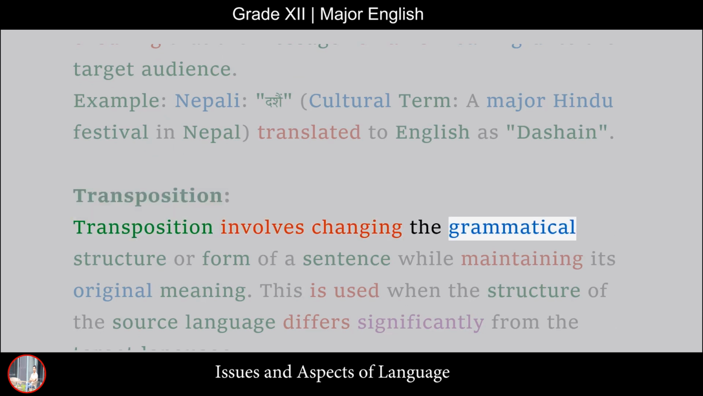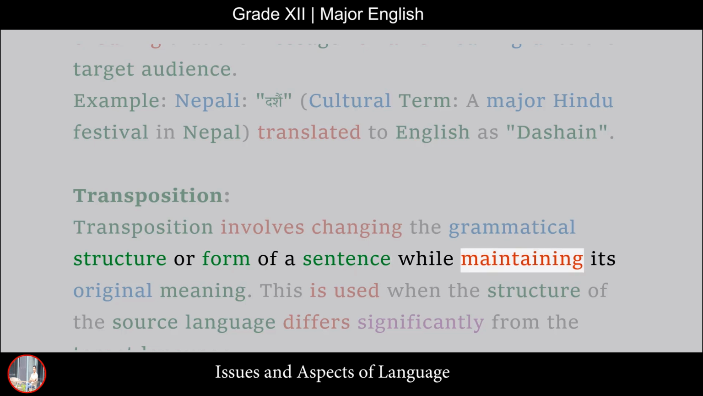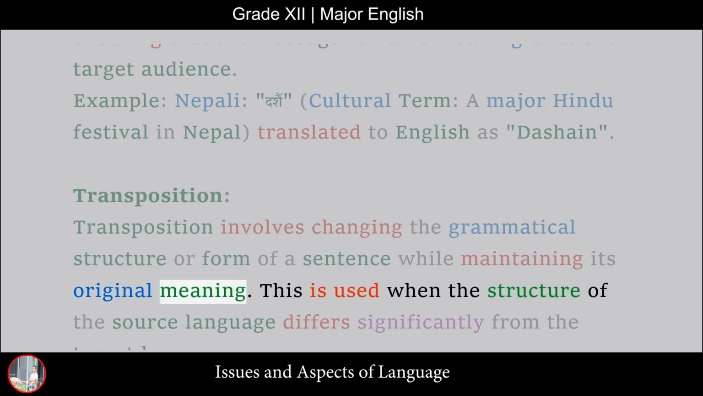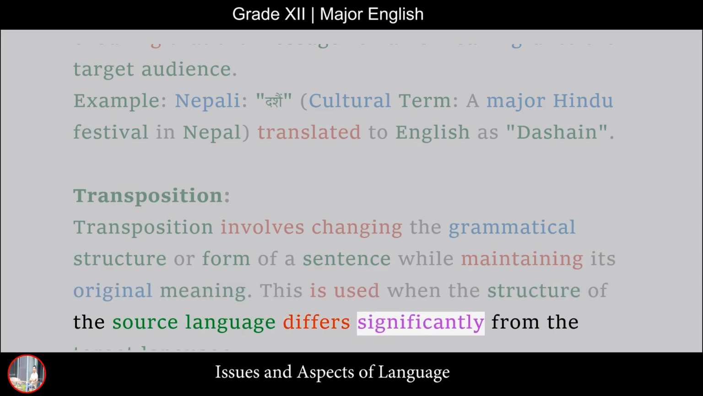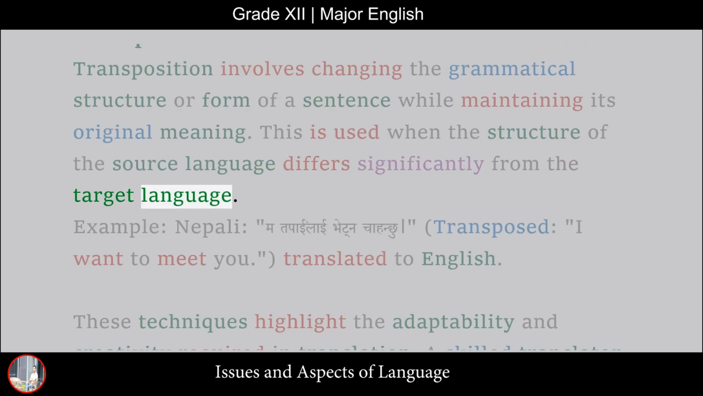Transposition involves changing the grammatical structure or form of a sentence while maintaining its original meaning. This is used when the structure of the source language differs significantly from the target language. Example: Nepali, म तपाईलाई भेट्न चाहन्छु. Transposed: I want to meet you, translated to English.